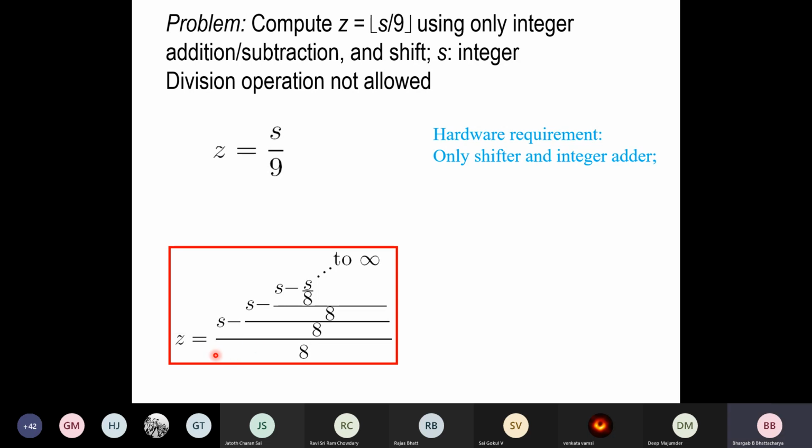How? Because, see, this is a continued series. And look into this part. So this says this is up to infinity. So this is same as Z, right? Because Z is the series divided by 8, so same thing here. So you can write Z equal to S minus the whole thing, which is Z divided by 8. And if you just solve this, it becomes Z equal to S by 9, right?